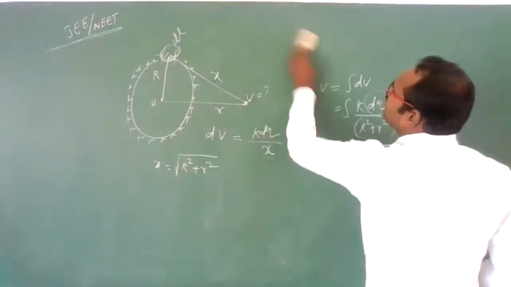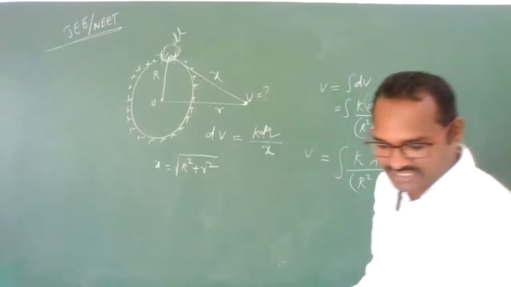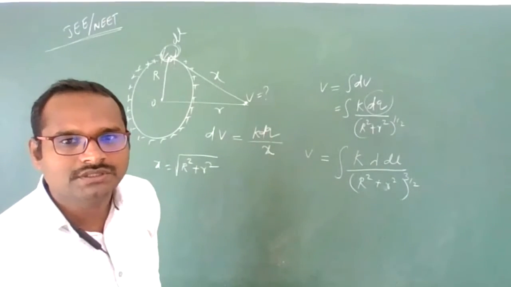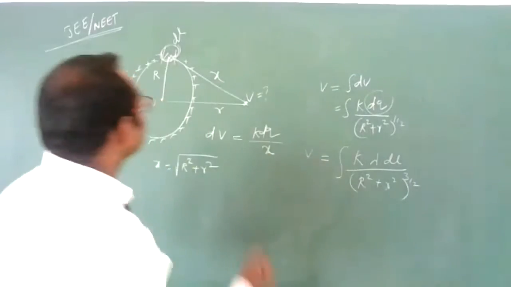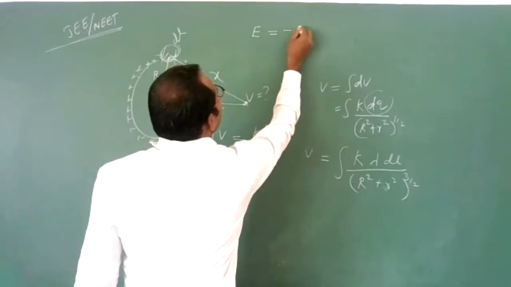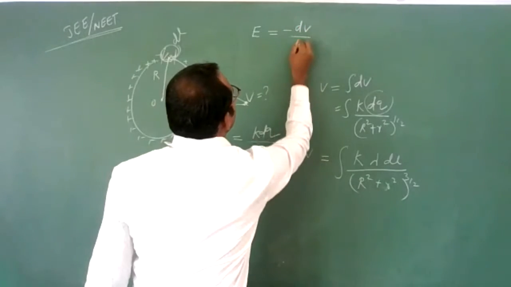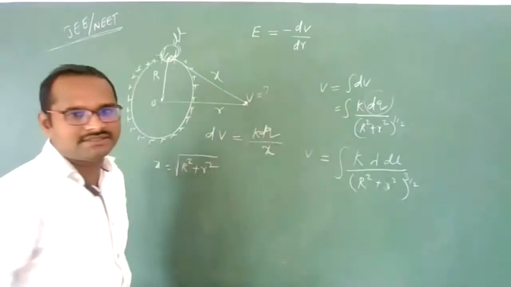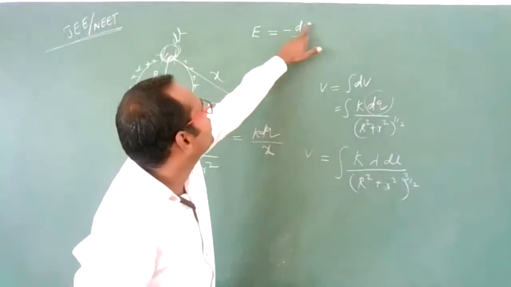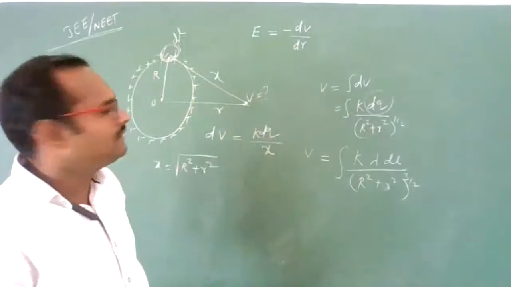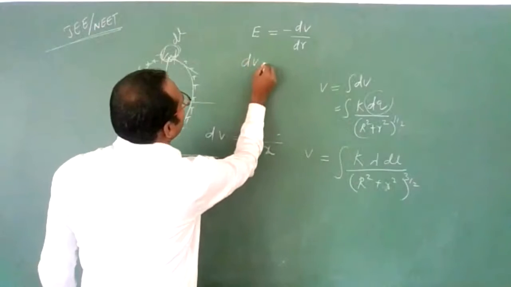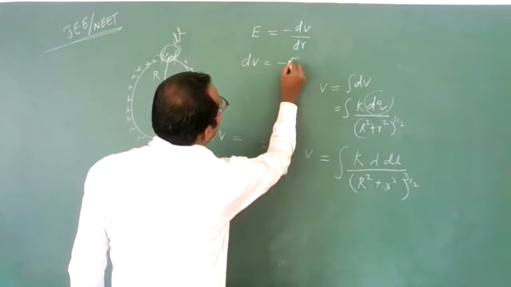So this is one method, or else you have one shortcut method. As you know, potential and electric field have a relation. Very important, I told you, for a 3 marks question. That is E is equal to minus dV by dr. Do you remember this one? Electric field is the negative of the potential gradient. Then you can write it like this: dV is equal to minus E dr.